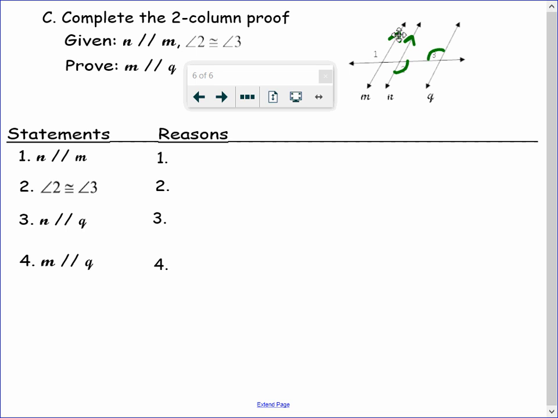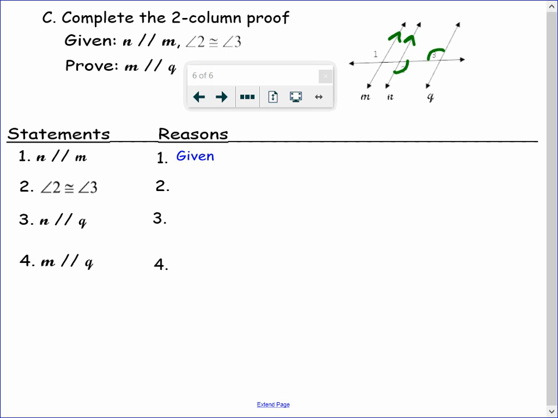So again, I have 2 pieces of given information. They are completely unrelated. One is about a segment and one is about an angle. So I am going to choose to separate them. I'm going to start with the first one. Line N is parallel to line M because it was given.